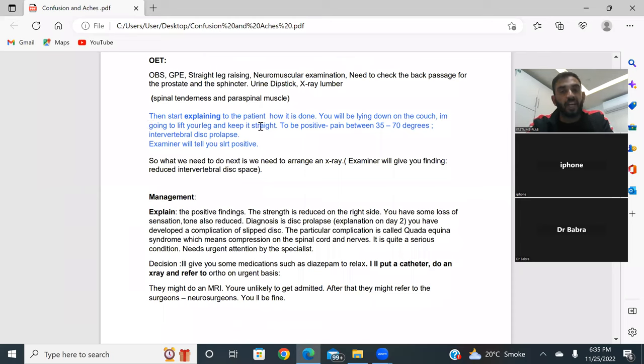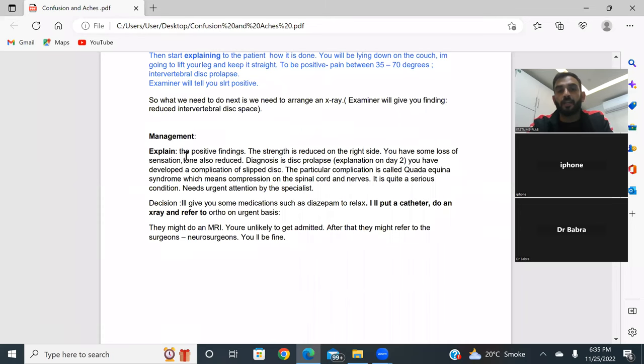And you will be doing the straight leg raising, and explaining the same on the management. The positive finding is that the strength is reduced. You will tell the patient accordingly that this is a disc prolapse with a complication, that is cord compression, okay? This is a big difference. This is called cauda equina syndrome as well. It's quite a serious condition that needs urgent intervention by a specialist.